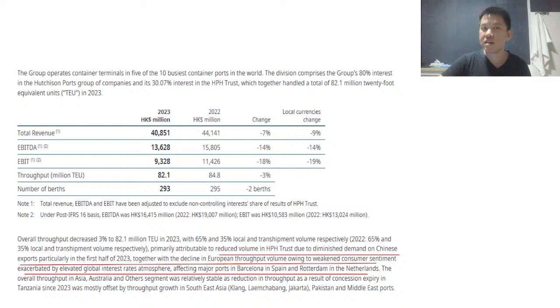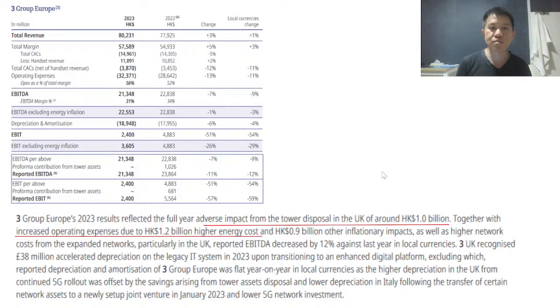Then for their telco business, they have exposure in Hong Kong, they have exposure in Asia and also Europe. So their US exposure is quite huge, and that's why they are being dragged down.